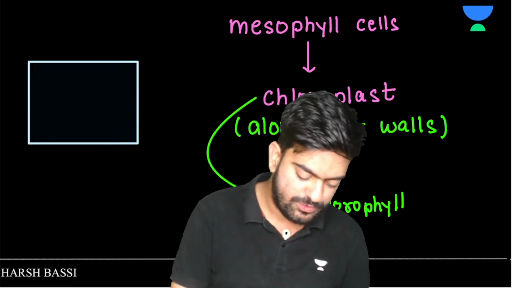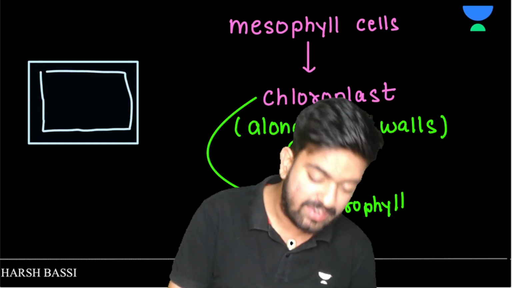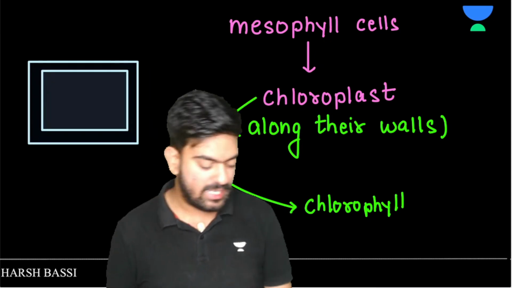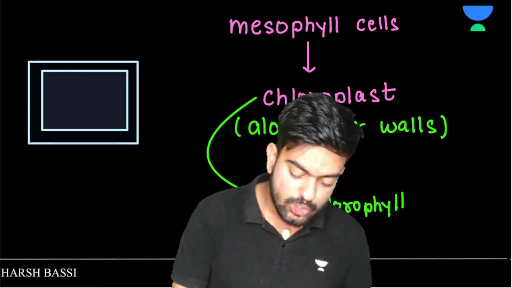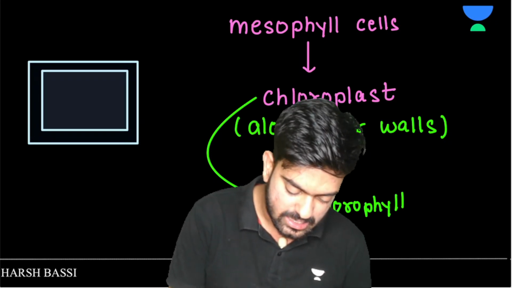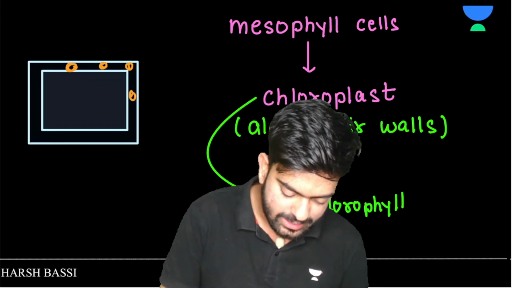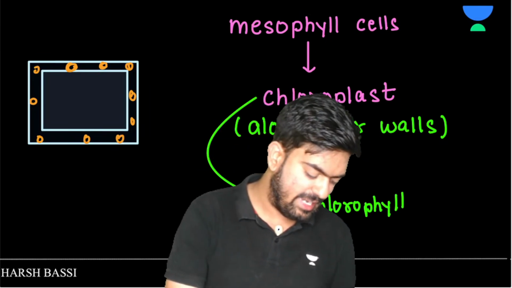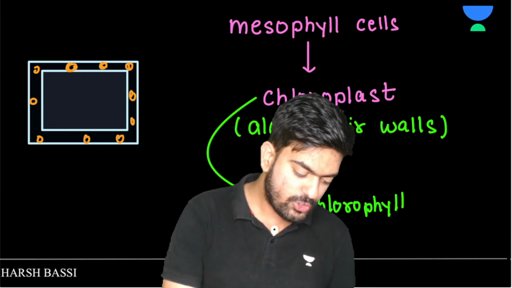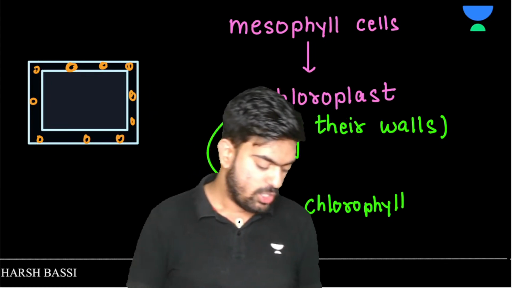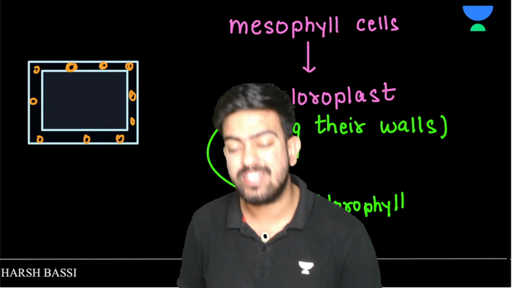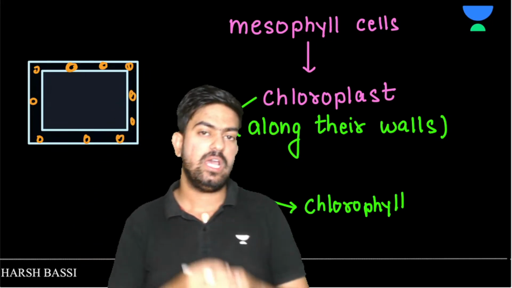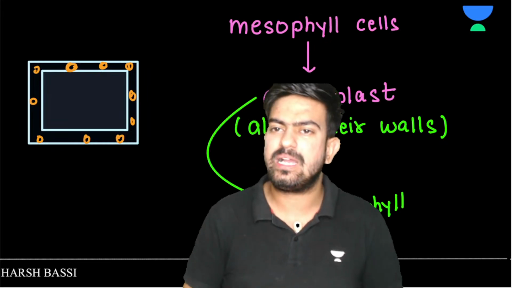So suppose this is a mesophyll cell, and since it's a plant cell, it will have a cell wall. Yes or no? Obviously, plant cell है तो cell wall तो होगा ही होगा, right? Okay. So these chloroplasts are aligned here, within their walls. Now, why, sir? There might be a reason, right? If they are aligned along their walls only, there might be a very good reason. The reason here is to absorb the maximum possible light.